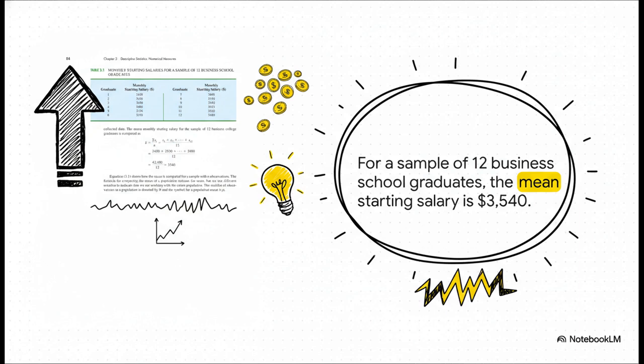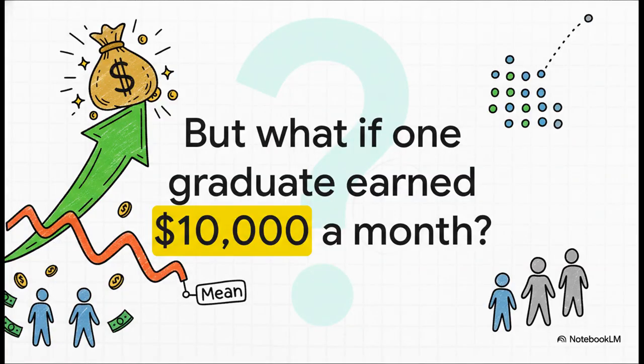But what happens when the data gets a little messy? Okay, just imagine one of these grads lands an insane deal. Maybe their family owns the company, I don't know, but suddenly they're making $10,000 a month. Whoa. That one single huge number, that's what we call an outlier.